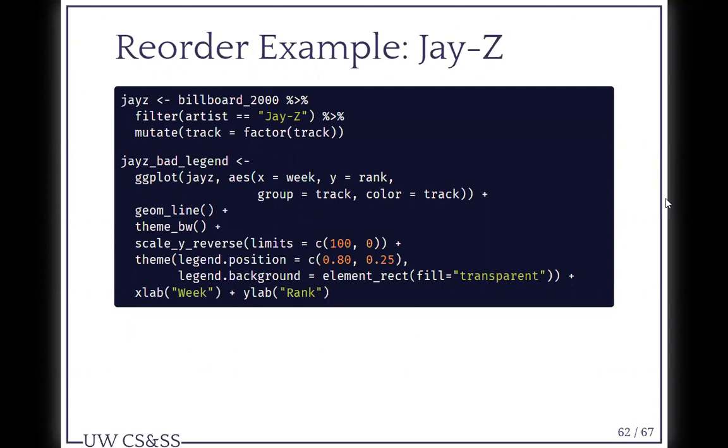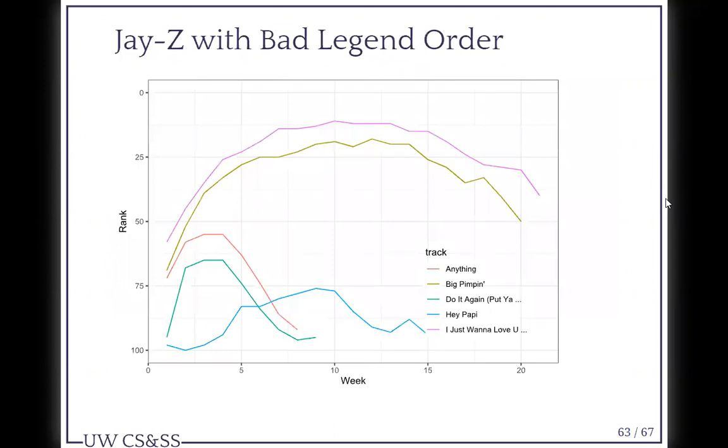So let's make the Jay-Z data frame, taking our Billboard data and then filter to the artist Jay-Z, and then mutate track equals factor track. Here's what we'll get when we plot the week by the rank, which is fine, but the legend's not great. The legend is actually a little bit counterintuitive because it's in alphabetical order.